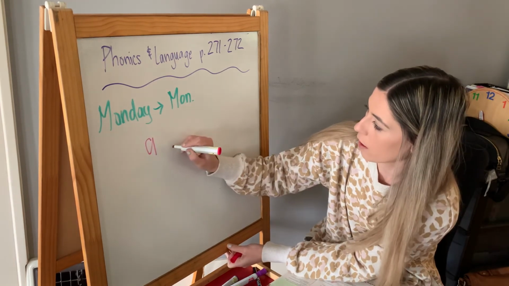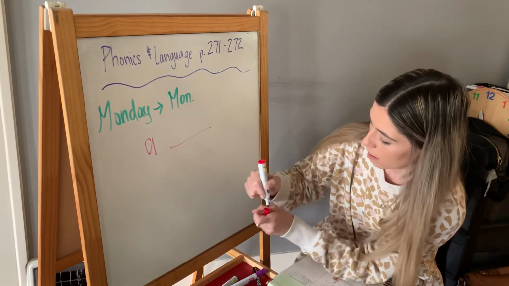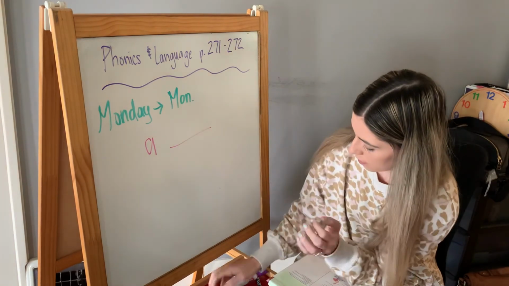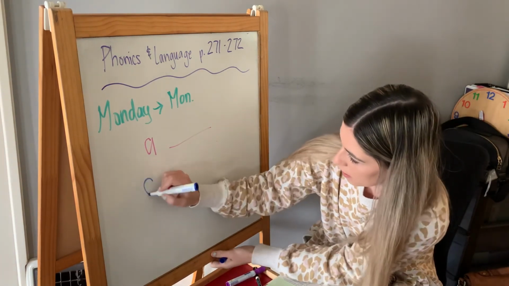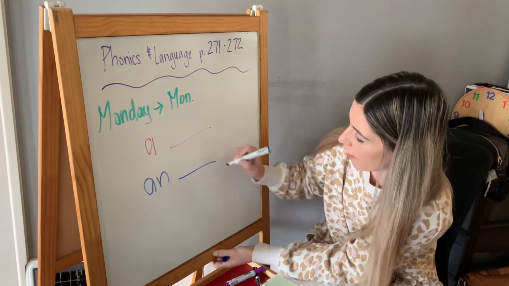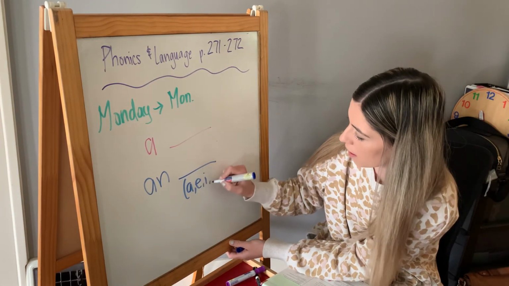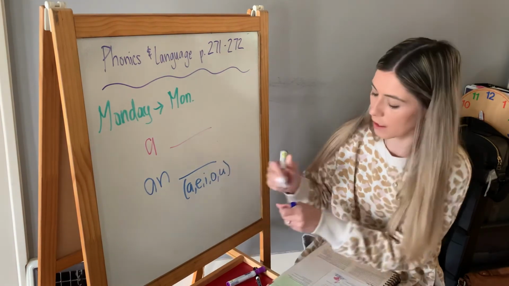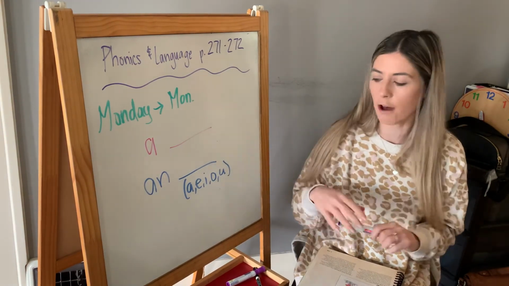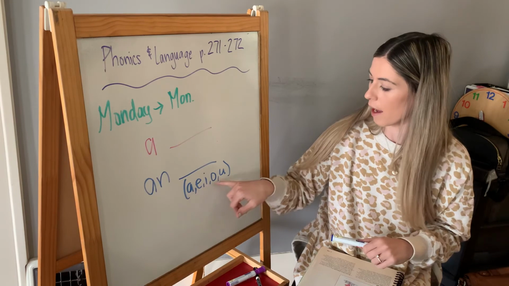A goes before a consonant word, and an goes before a vowel word, which means it starts with A, E, I, O, U. Consonants are every single other letter in the alphabet other than A, E, I, O, and U.